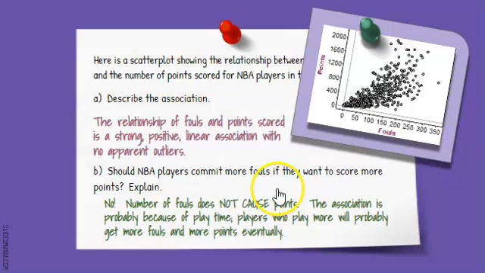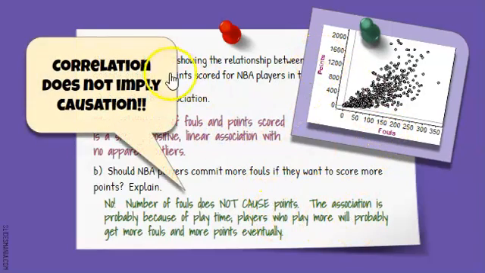So you've got to be careful about questions like this, where it's implying causation, that fouls cause points. If you learn nothing else about correlation, it does not imply causation. You cannot reduce it to a cause and effect relationship just because there may be a correlation.